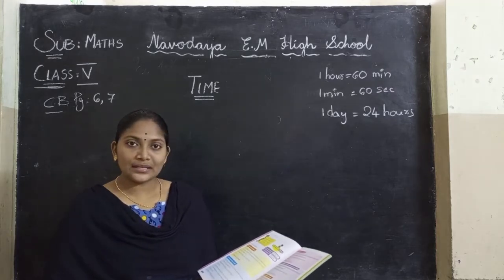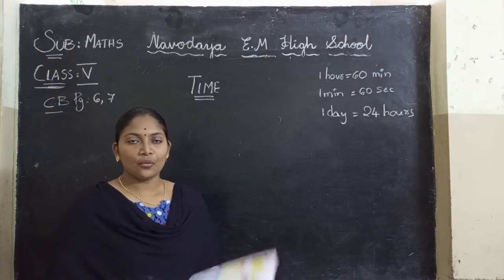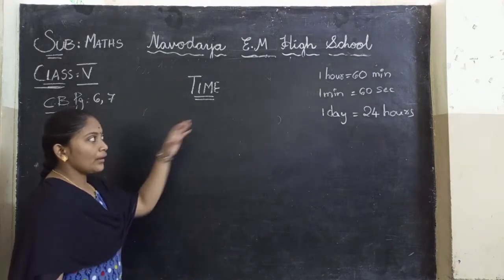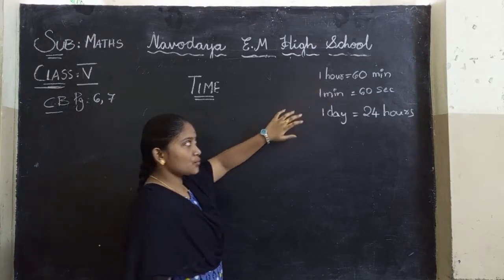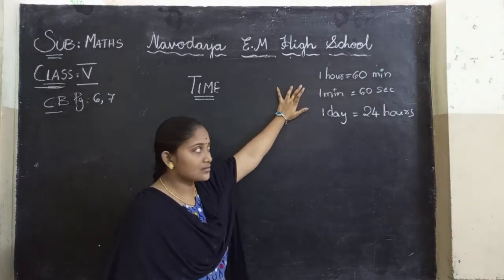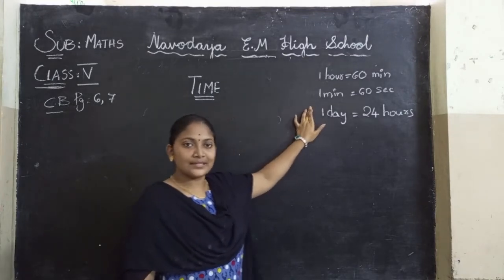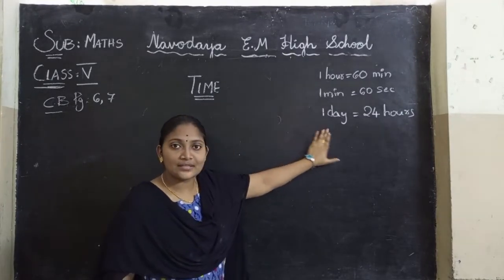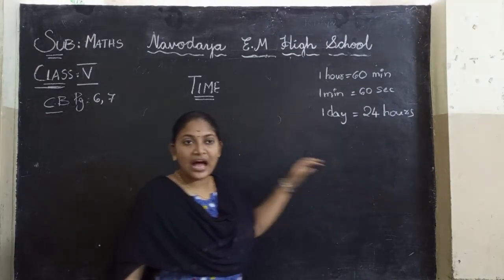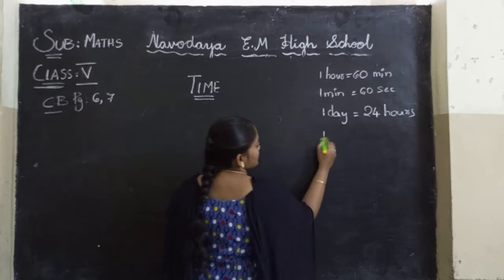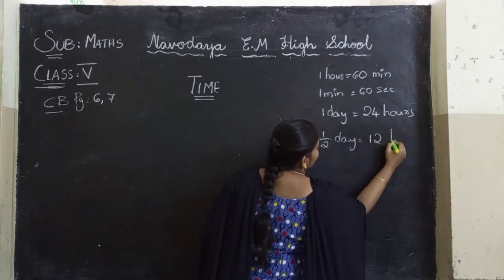180 seconds in minutes. What we have to do? See, 1 hour having how many minutes? 1 hour having 60 minutes. 1 minute having 60 seconds. One day is 24 hours. For one day, how many hours? 24 hours. Half day means 12 hours.